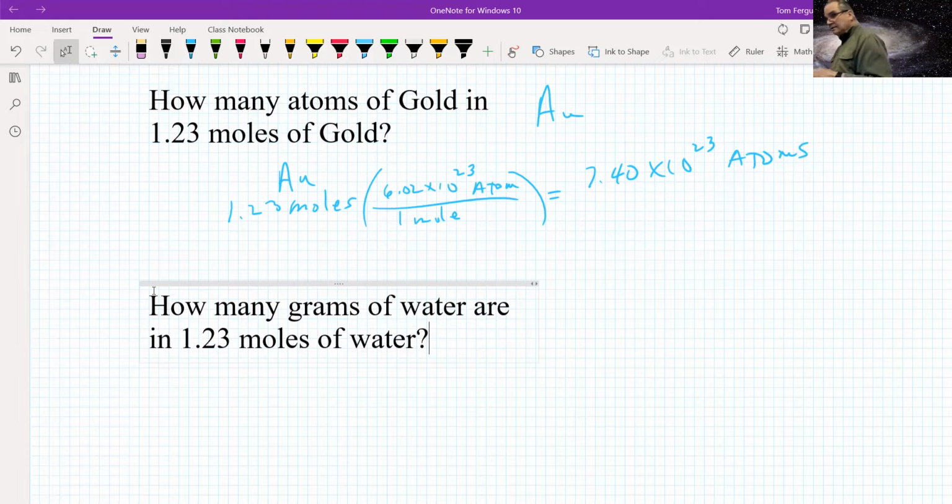How many grams of water are in 1.23 moles? Now, this is a different problem. Notice up above here, we're talking about gold, water, and we always use another number. When we talk about mass, you cannot use one number. You have another mass relationship and mole together. And that relationship is from the periodic table.